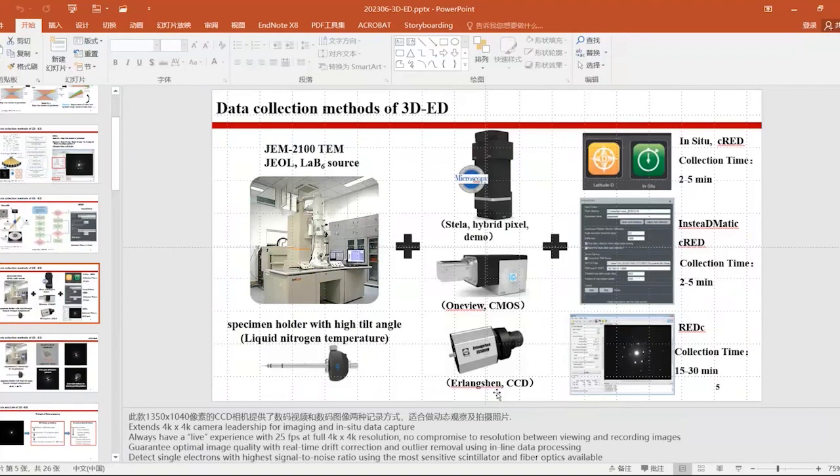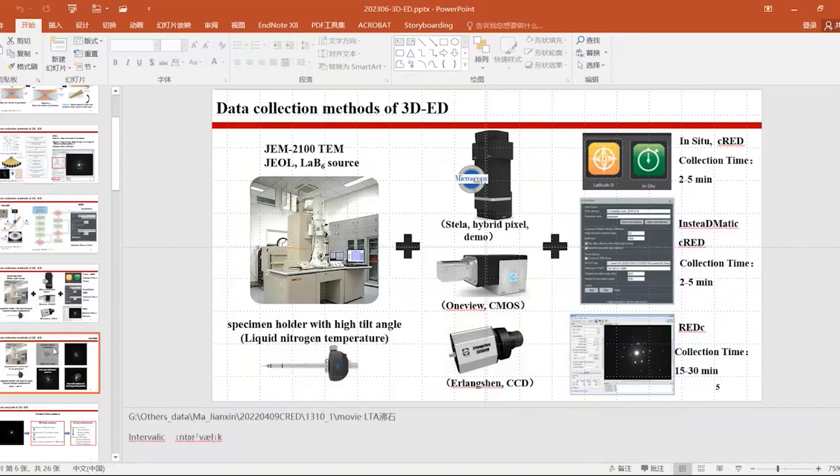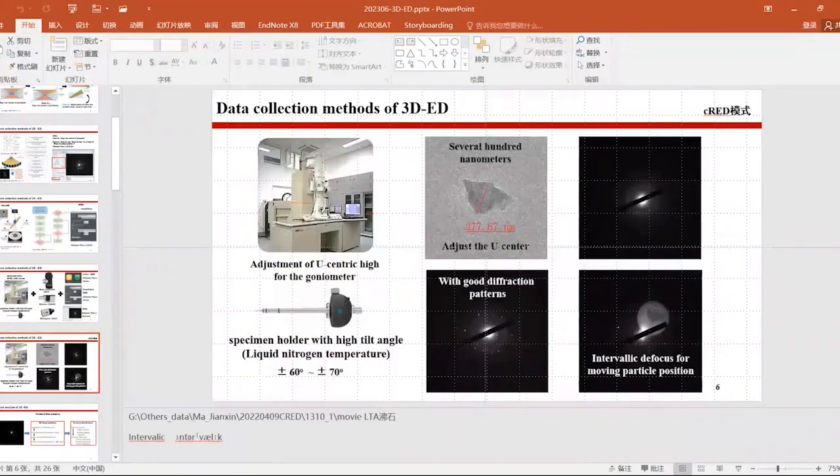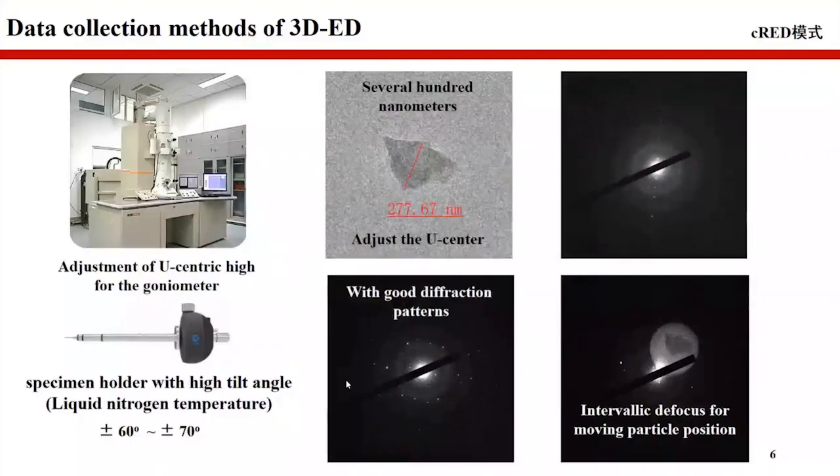Dr. Wang, there are actually other questions from the audience. They just simply sent them to me. The first question is about the goniometer, the tilt range. Do you have any comment about the 3DED data collection process? What's your opinion? Should we use a high tilt angle holder, or a low tilt angle holder, or a moderate tilt angle holder? How will that influence the data collection and the quality?